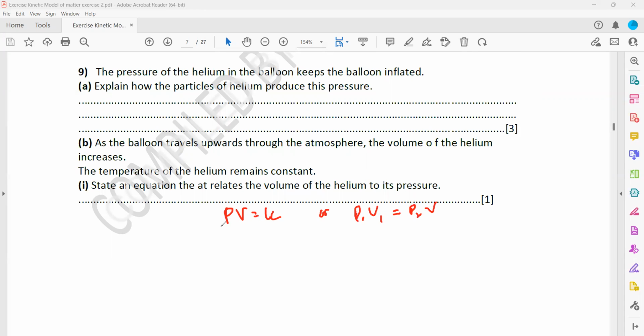Because when two quantities are inversely proportional, the product is constant. So you can say P equals K over V, or you can also say P into V equals K. As the two quantities are inversely proportional, the product will be constant. Or you can also say P1 V1 equals P2 V2.